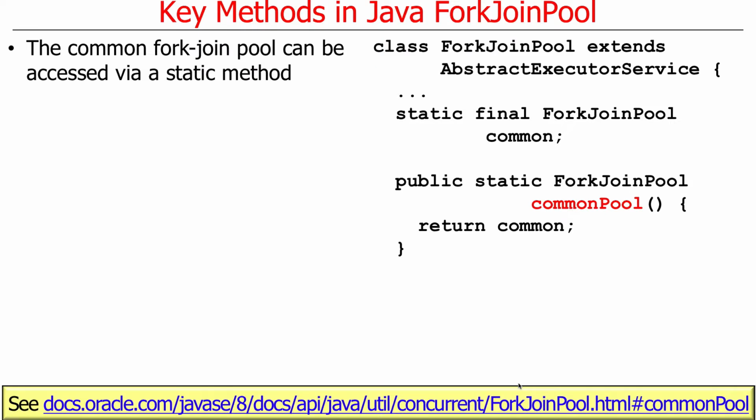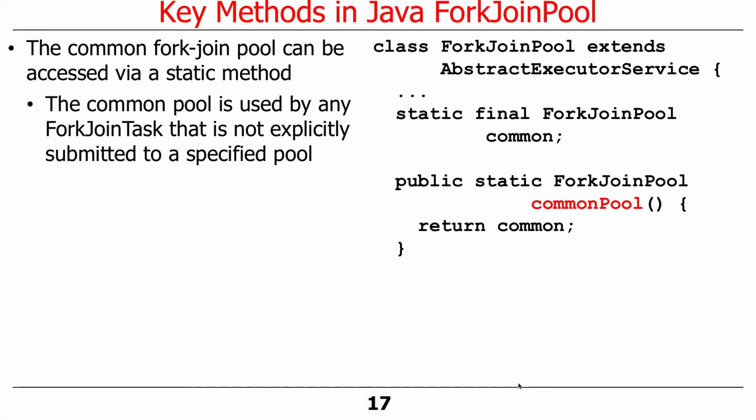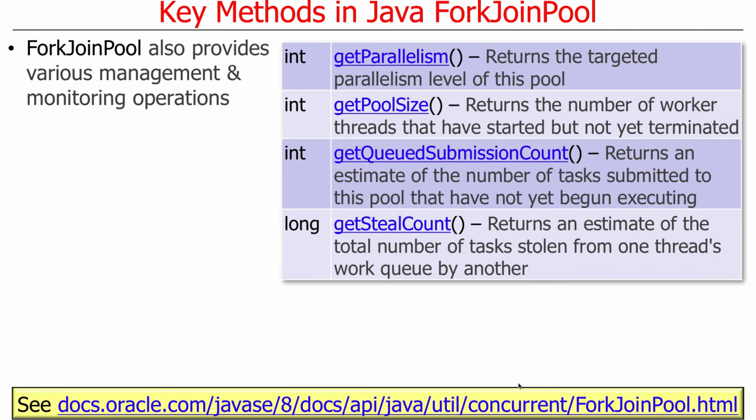The common ForkJoinPool can be accessed by a method called commonPool. It's a static method, so you just have to say ForkJoinPool.commonPool, and that will go ahead and return to you the common ForkJoinPool, which is actually allocated on demand. So the first time it comes in, it'll be created. And this common pool will be used by any ForkJoinTask that's not explicitly given to a specific pool. So if you don't explicitly submit something to a specified pool, it'll default to the common pool.